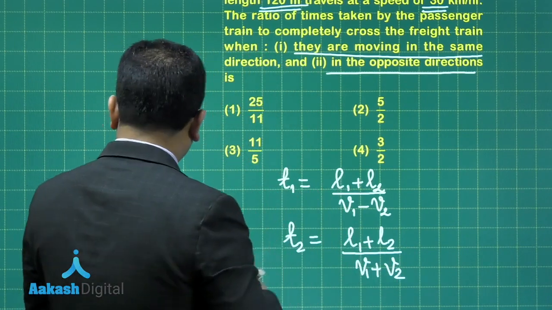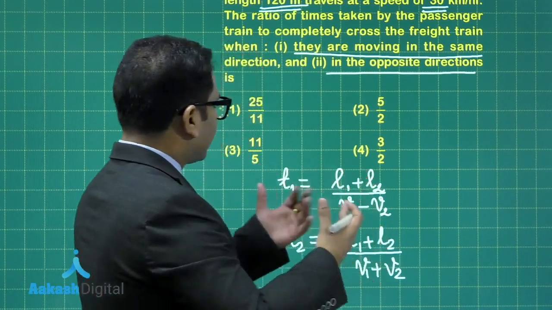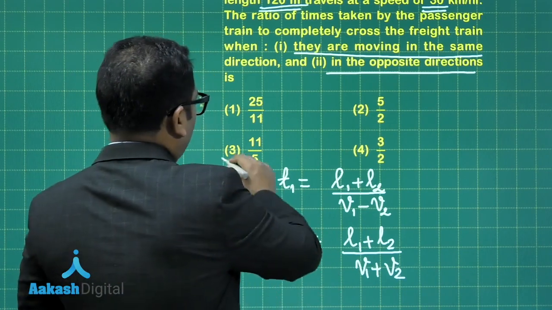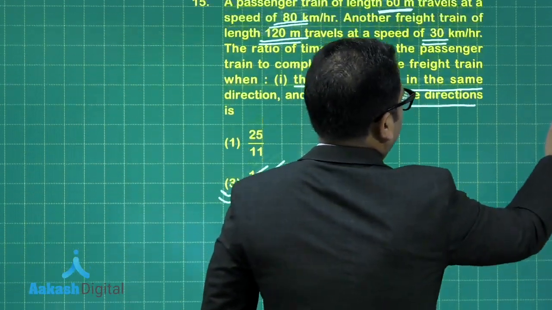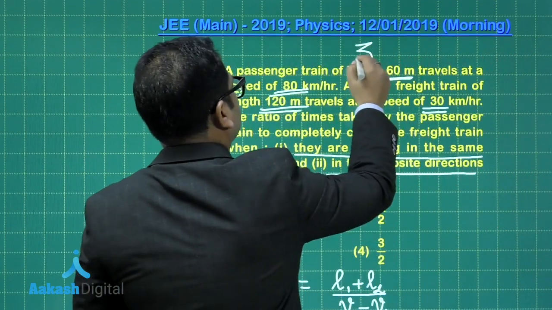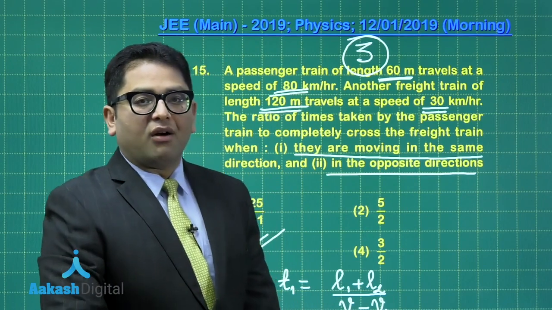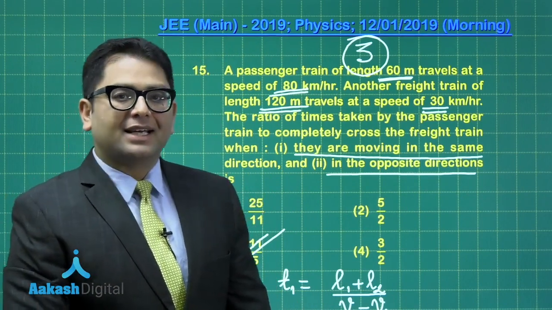So all I need to do is find the ratio of these things. You calculate it, you would get option number 3 as the correct option. That's a very simple calculation, so I don't want to stress much. Fine, now let's move to the next question.